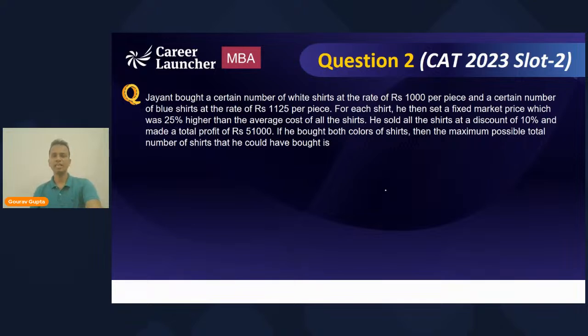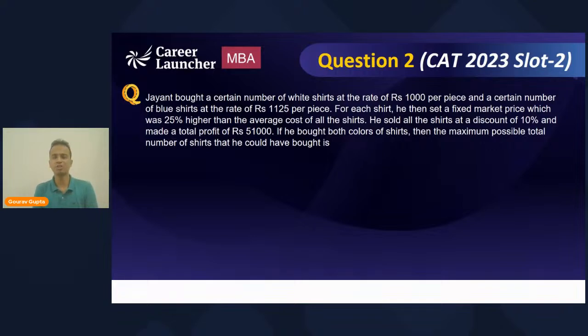Okay, we shall read this question. Jain bought a certain number of white shirts at a rate of rupees 1000 per piece and a certain number of blue shirts at a rate of 1125 per piece. I don't know what is the number of shirts that he has bought. He has bought some white and some blue shirts. Now for each shirt, he then set a fixed market price which was 25% higher than the average cost price of all the shirts, right?